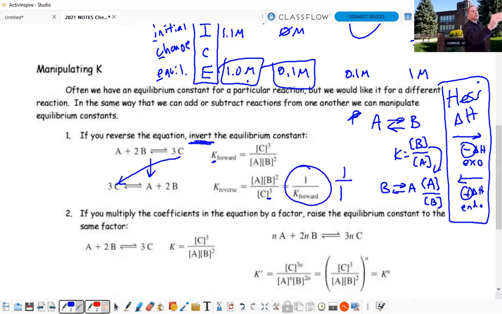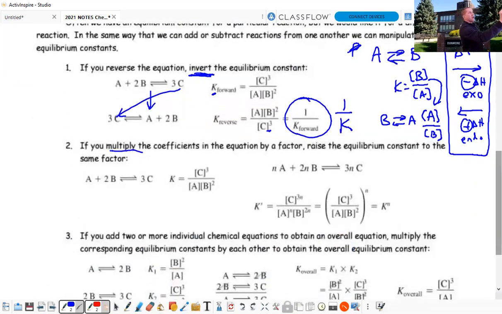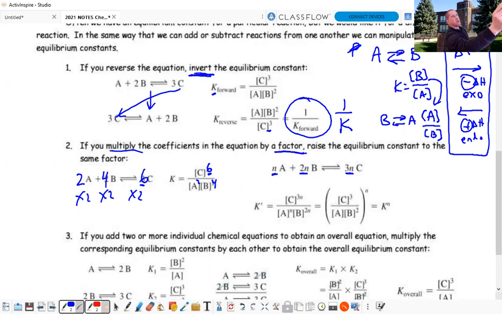So 1 over whatever K of the original was, inverse. If you multiply, well, in Hess's law, when you multiplied, you multiplied. Now it's not the case because whatever is in front, coefficients, remember, become exponents. So if I'm multiplying everything here times 2, now the coefficient is 2, 4, and 6. And so the exponents are 2, 4, and 6. So if you multiply the coefficients by a factor, you raise the equilibrium constant to that factor. So you raise it to that power. So if I do multiply them all times 2, whatever the original K was, then I have to square.